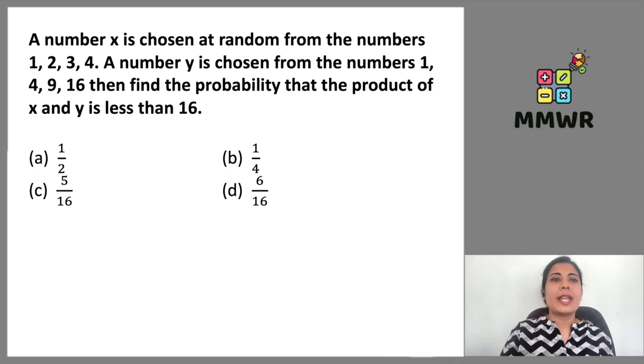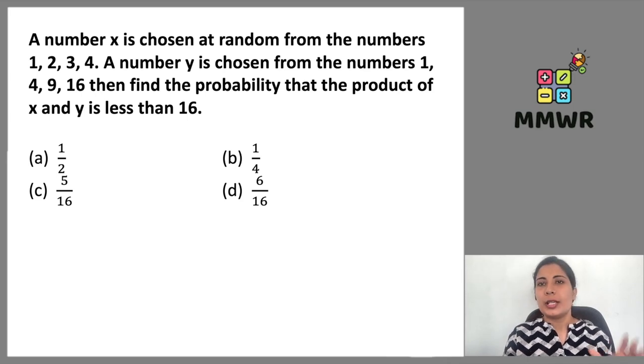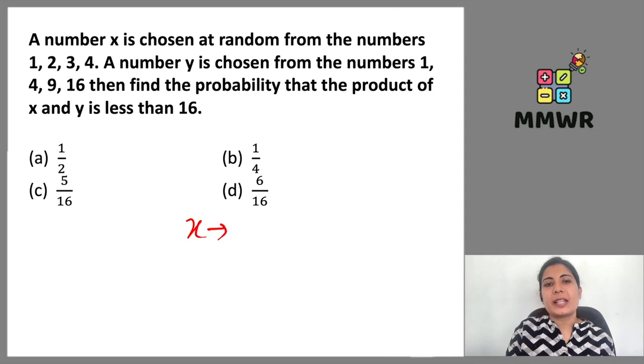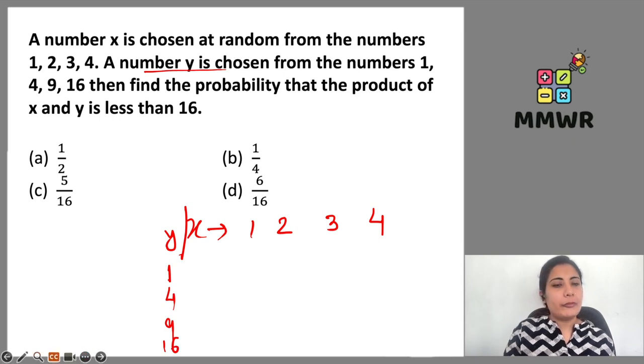Next example, here we have a number x chosen at random from the numbers 1, 2, 3, 4. These are the numbers we have. That means x has all these values: 1, 2, 3, 4. A number y is chosen from the numbers 1, 4, 9, 16. Now what values does y have? 1, 4, 9, 16, right? These types of values we have.